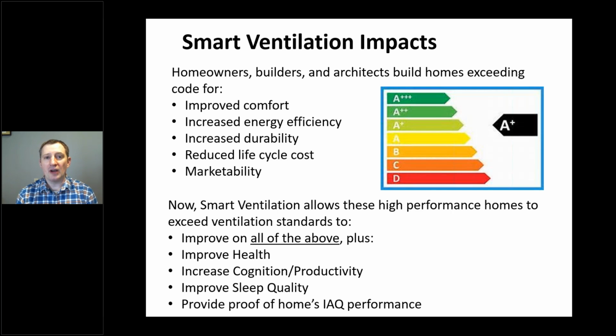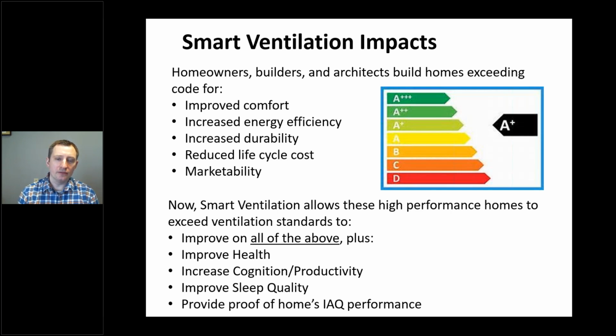But generally they're just following the standard baseline ASHRAE code for ventilation. Smart ventilation lets them have a high performance ventilation system to match their home. And so it really improves on all the above things, plus improving the health of the occupants by way of cognition, productivity, sleep quality increases. And then by taking data, you have proof of what the air quality is inside, and that it can maintain excellent air quality.